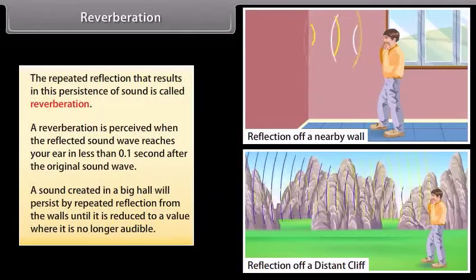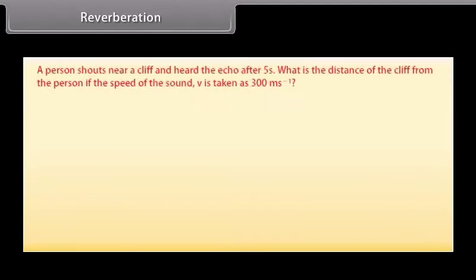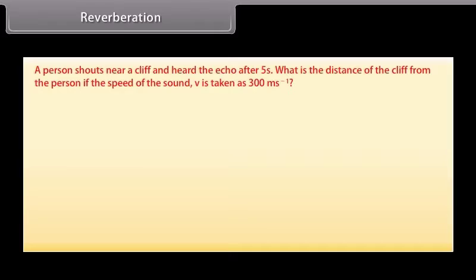Let's now solve a problem. A person shouts near a cliff and hears the echo after 5 seconds. What is the distance of the cliff from the person if the speed of the sound v is taken as 300 meters second raised to the power minus 1?